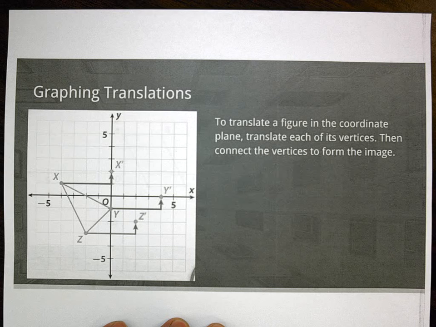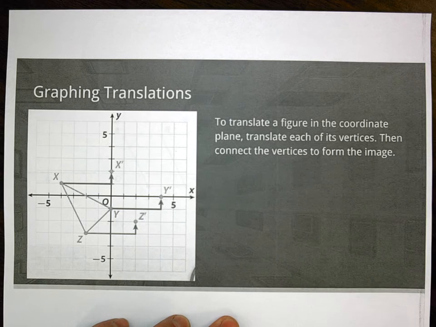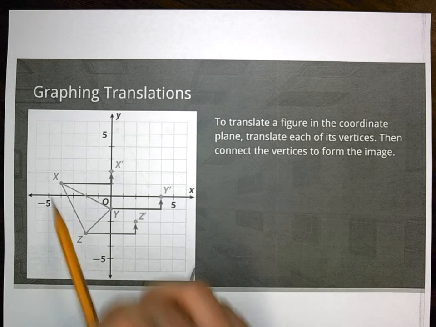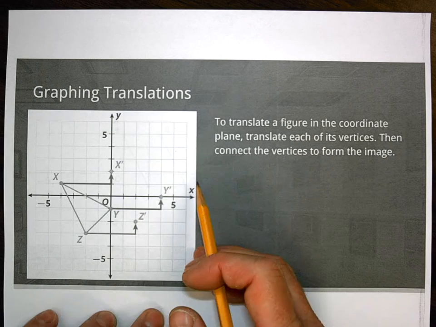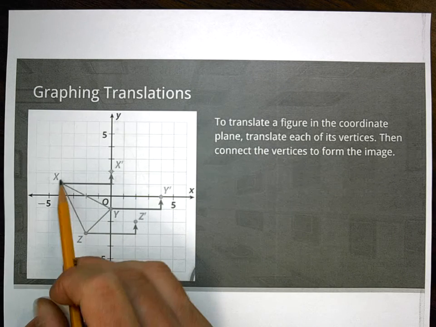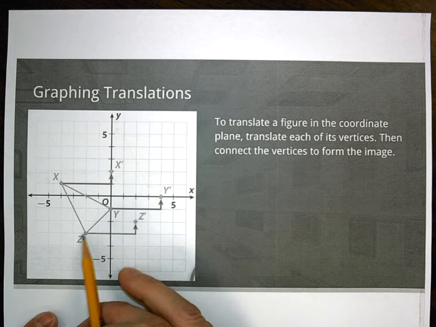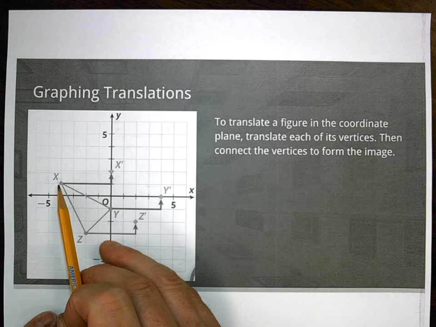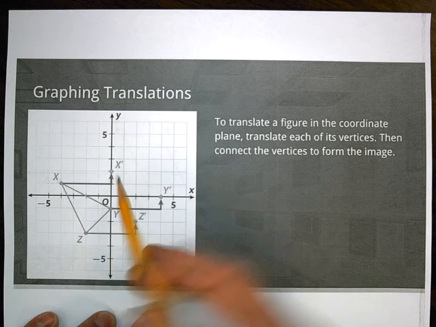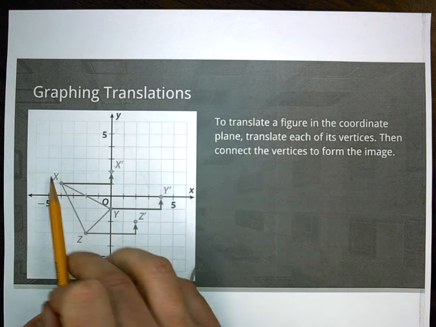So, graphing translations. Really, to translate a figure, you need to know the coordinates. You need to know where it is. So, I've got a triangle, XYZ here, and I'm translating it. If you look, I'm translating to the right. All I have to take is one point, any one point, and I can get the coordinates from that. This X is being translated to the right, and then it's being translated up. So it would be right and up.